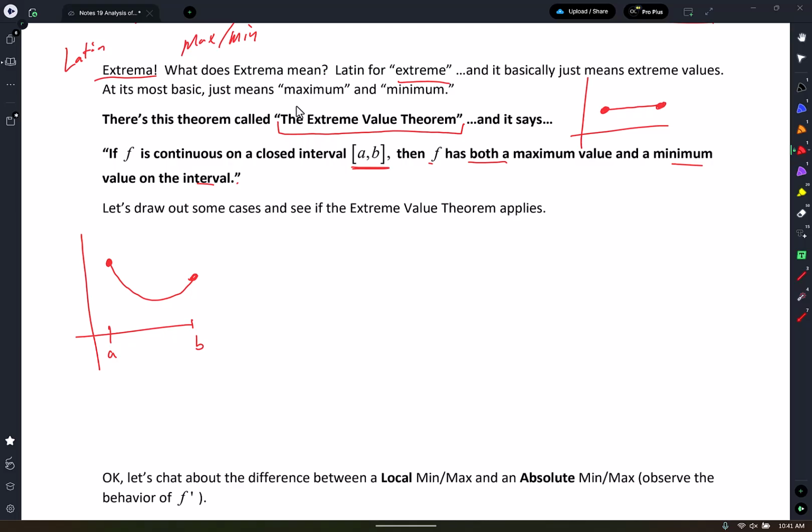Does the extreme value theorem apply? Yes, I have a max. The max is right there. I'm going to call that an absolute max. And I have a min. Absolute min.